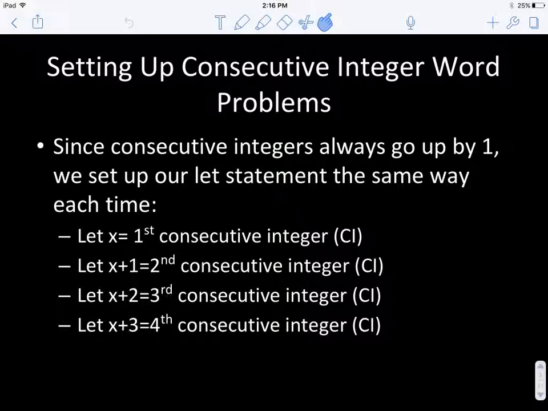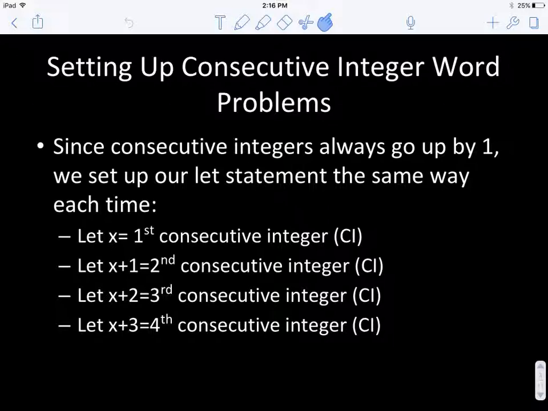The really nice thing about consecutive integer word problems is that we always set up our let statements in exactly the same way. Since consecutive integers always increase by 1, our let statements will always follow this exact pattern. We always let x equal our first consecutive integer. And pretty much from now on, instead of writing out consecutive integer, you're going to see me use the abbreviation CI. You're more than welcome to do so as well.